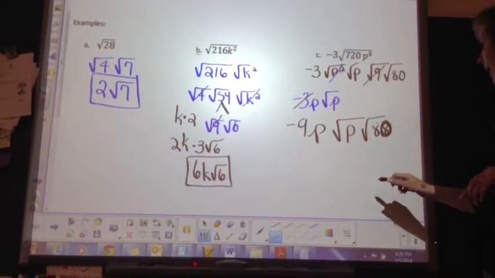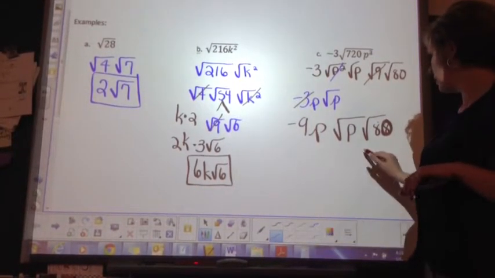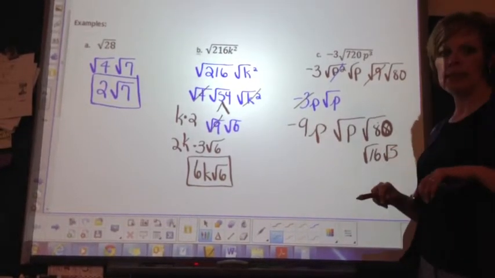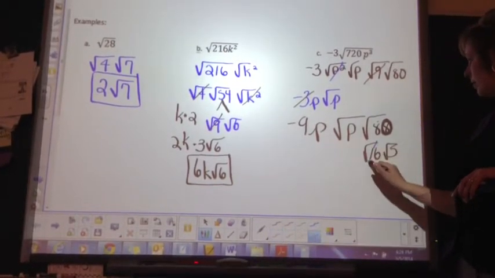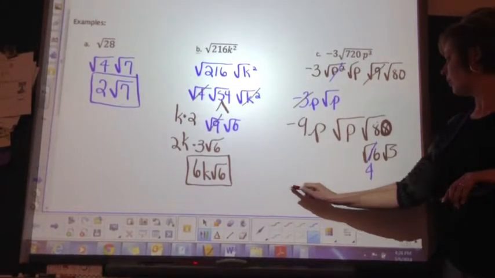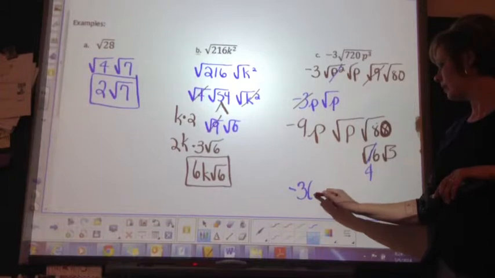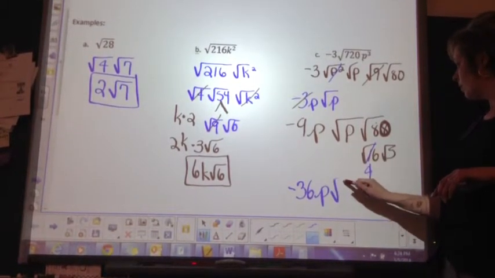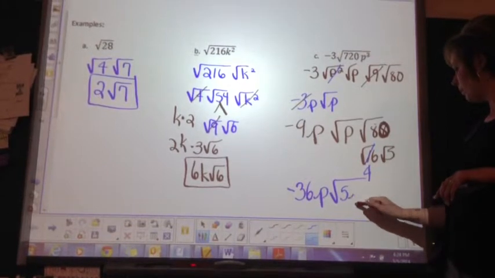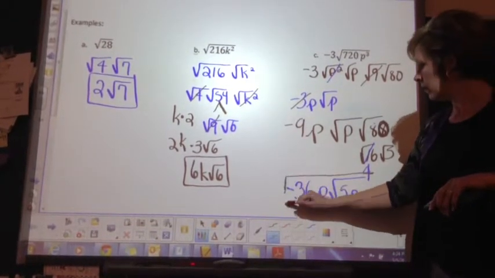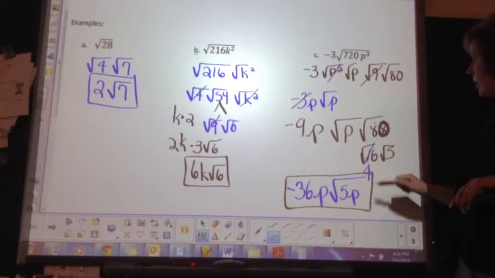The square root of 80 is the same thing as the square root of 16 and the square root of 5. 16 is another perfect square. That's a 4. So I have negative 9 times 4, which is negative 36p. And then underneath the radical, I'm going to have 5p. Okay? So here is this one simplified.